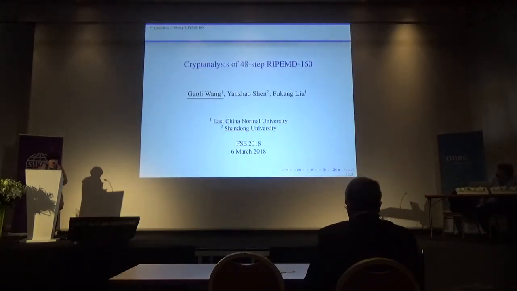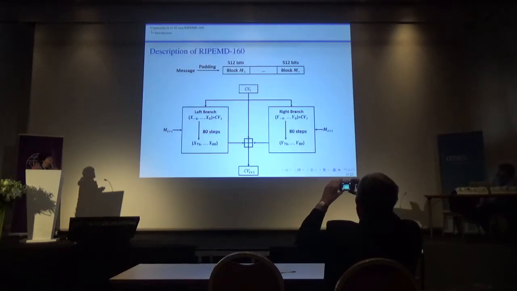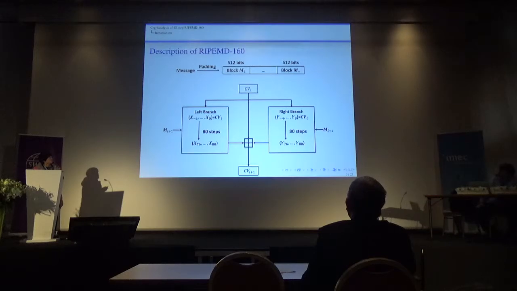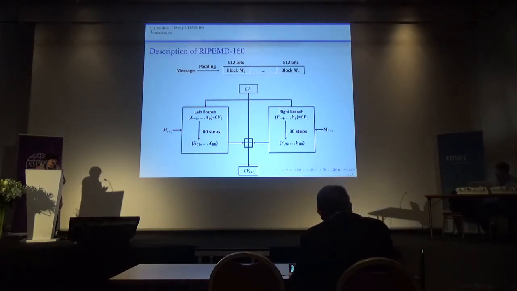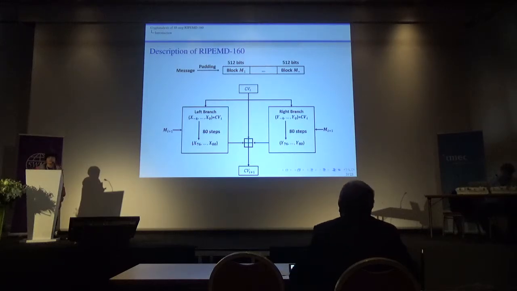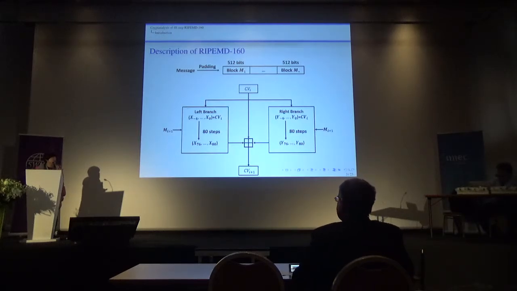Thank you for your introduction. The compression function of the hash function RIPEMD-160 consists of two branches, a left branch and a right branch. Each branch consists of 5 rounds, and each round contains 16 steps. The chaining variables in the left branch are denoted as xi, and in the right branch, the chaining variables are denoted as yi.